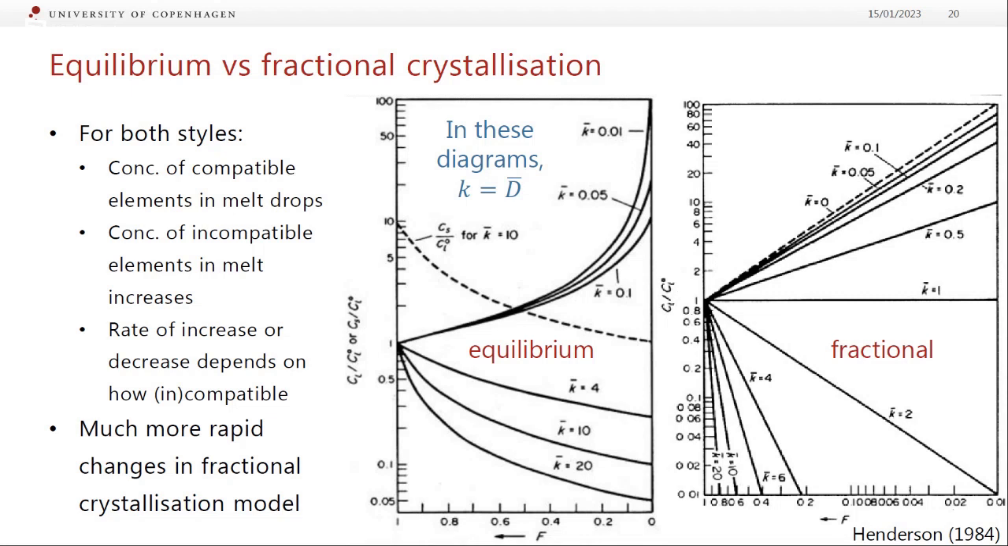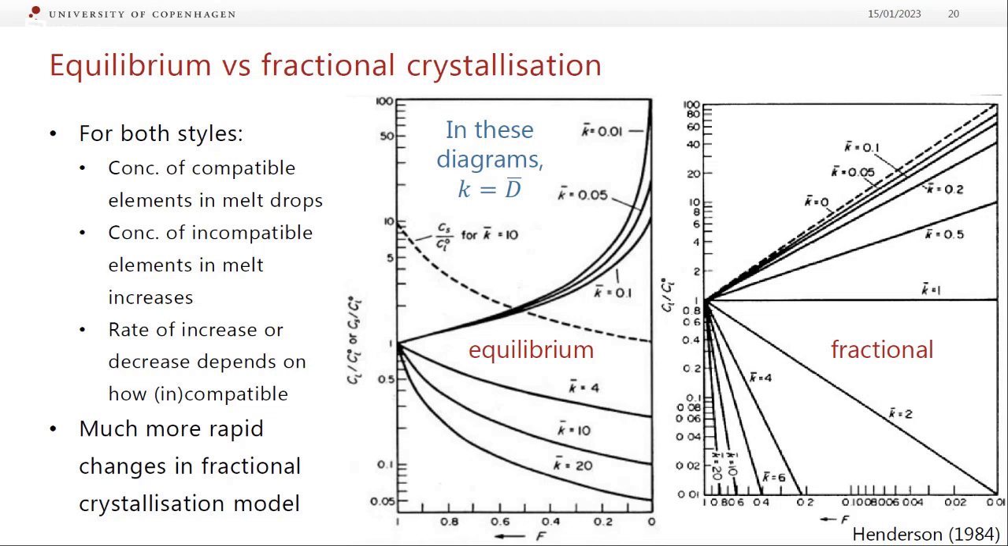Obviously, we've gone over what the concept is, that in equilibrium we're constantly adjusting the mineral composition, and in fractional we're removing it in some way, either by isolating it with new minerals crystallizing around the edges, or by removing it physically to make a cumulate and separating it from the magma. So regardless of the style of crystallization, in both cases, if we have a compatible element, so it's got a bulk partition coefficient of more than 1, then the concentration in the melt drops as crystallization goes on, and that's because the element's being removed into the crystallizing assemblage.